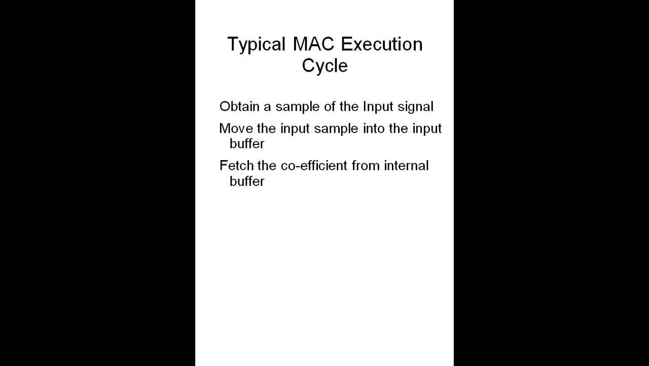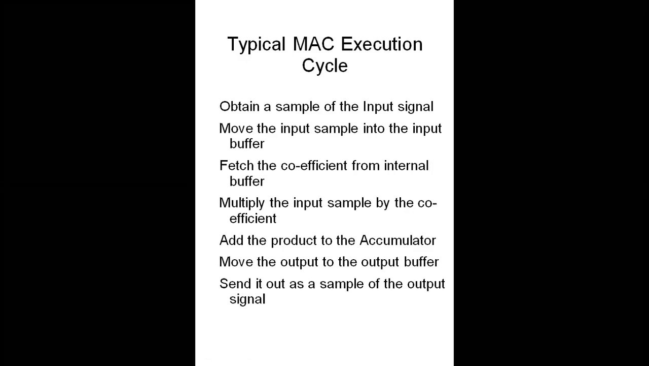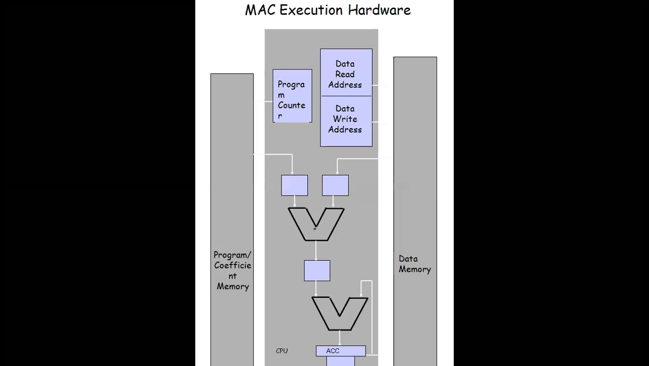In order to obtain a sample of the input signal, we have to move the input sample into the input buffer. It has to fetch the coefficient from the internal buffer, multiply the input sample by the coefficient, and also add the product to the accumulator. Then move the output to the output buffer and send it out as a sample of the output signal. So these are about the execution hardware.